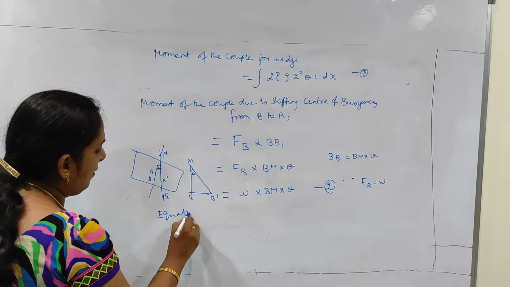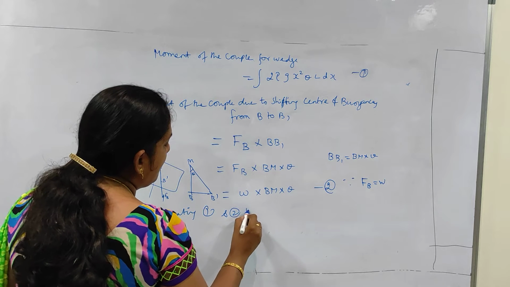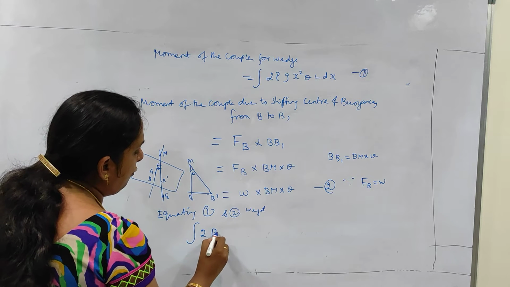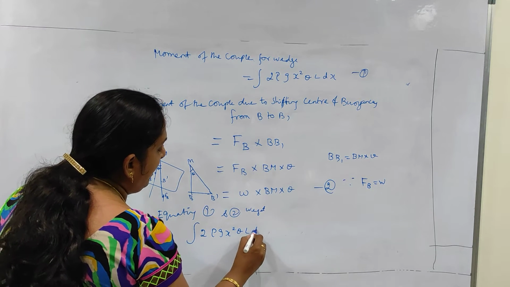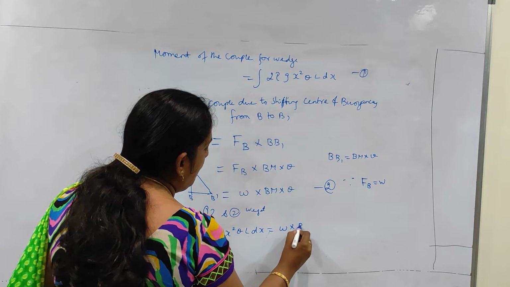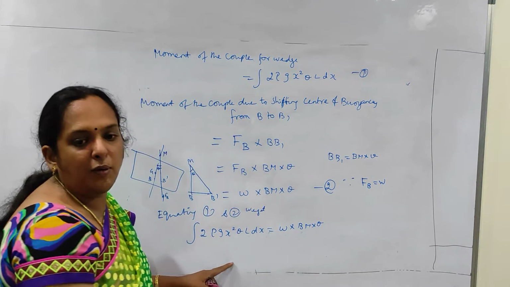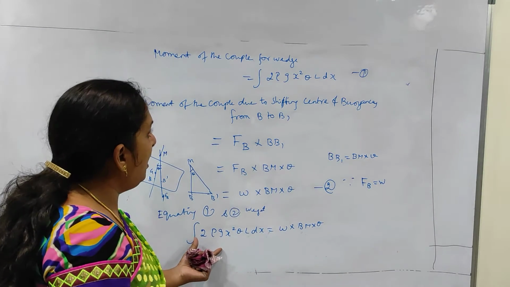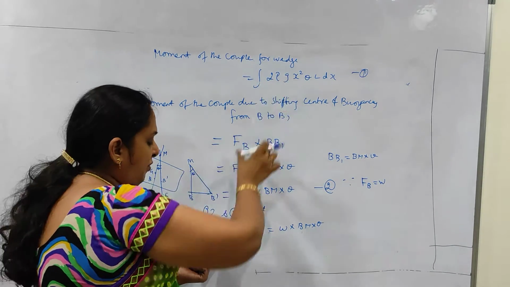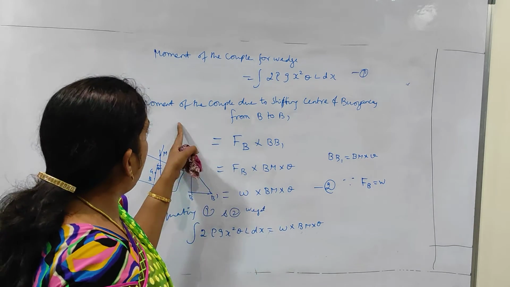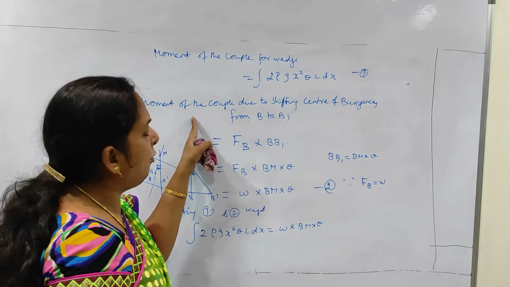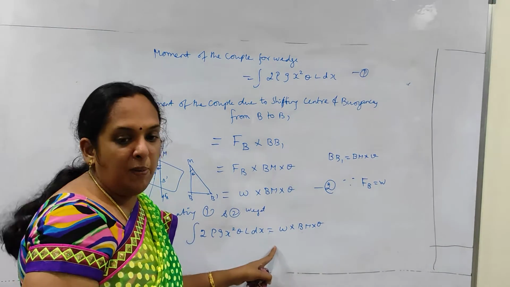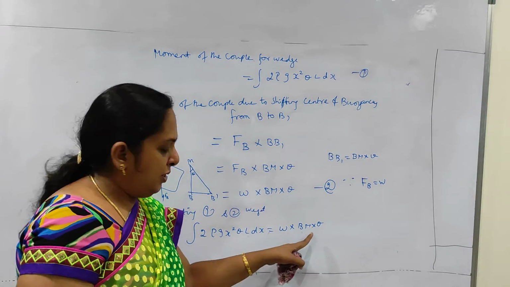So equating 1 and 2 we get, integral of 2 into rho g x square theta L dx is equal to W into BM into theta. I am going to integrate this equation. This is for a single wedge, and I have integrated for the whole wedge, and that will be equal to the moment. The moment of the couple for the wedge will be equal to the moment of the couple due to the buoyancy. So I am going to equate these two. So what will be my equation now? W into BM into theta is equal to this much.